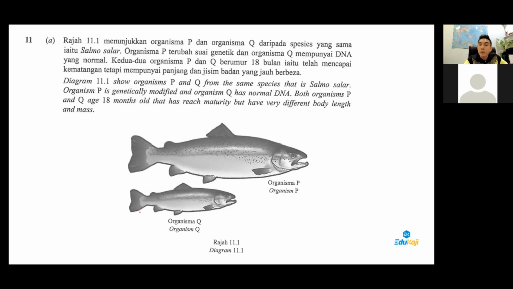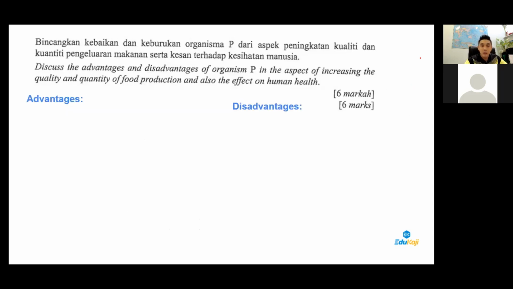Okay, now diagram 11.1 shows 2 organisms, same species. If you further analyze the question, if you move further down, you would know that this is a Form 5 chapter 13 topic, the last topic of Form 5. Okay, guys, let's look at the question.